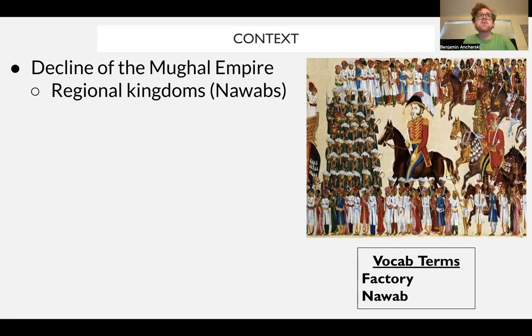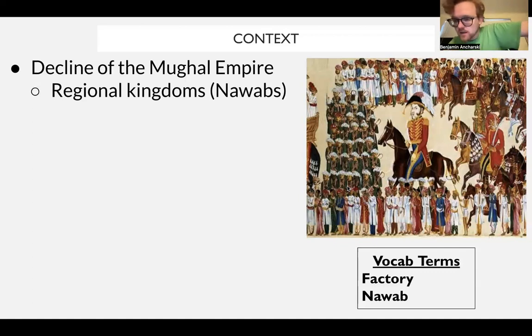So we do see that by the 1700s the empire really is starting to come apart. We have the rise of prominent local kingdoms. These kingdoms, ruled over by Nawabs, are in theory supposed to answer to the Mughal emperor, and yet they are their own princely states, their own independent areas. So we see that India is becoming fragmented, if you will. Even though technically there's a Mughal emperor, India is breaking up into smaller regional states.